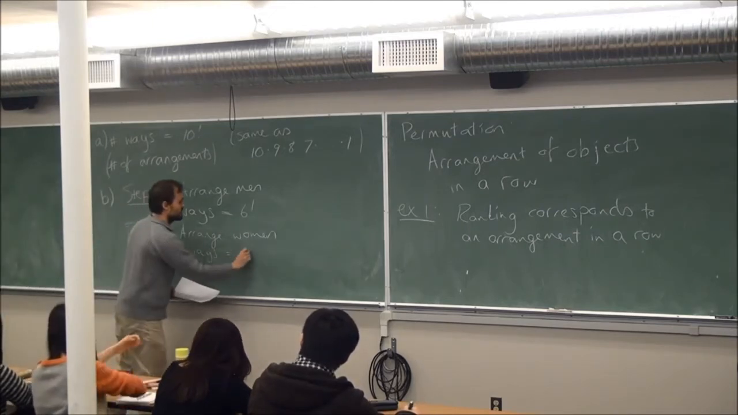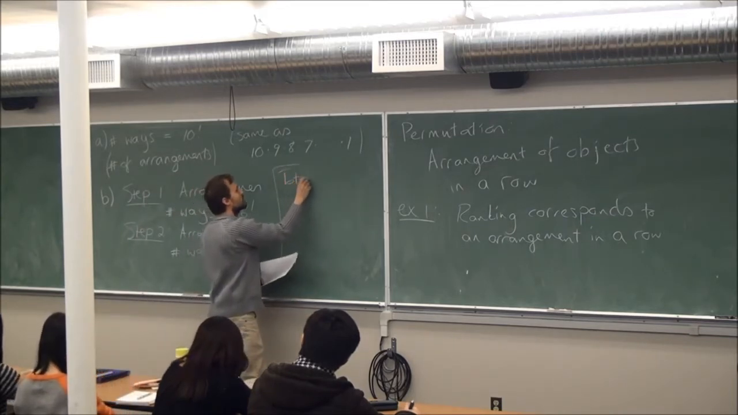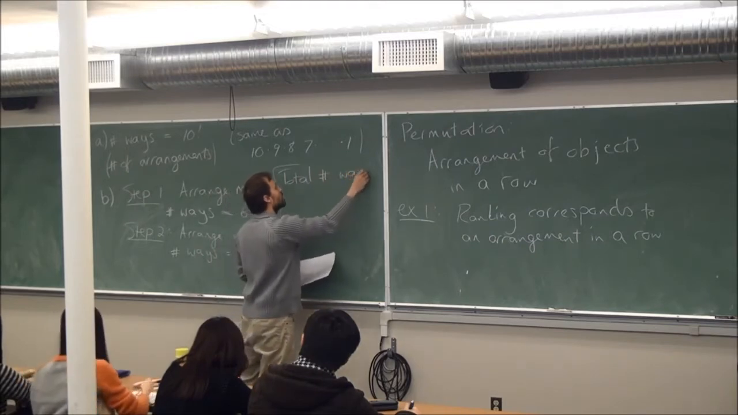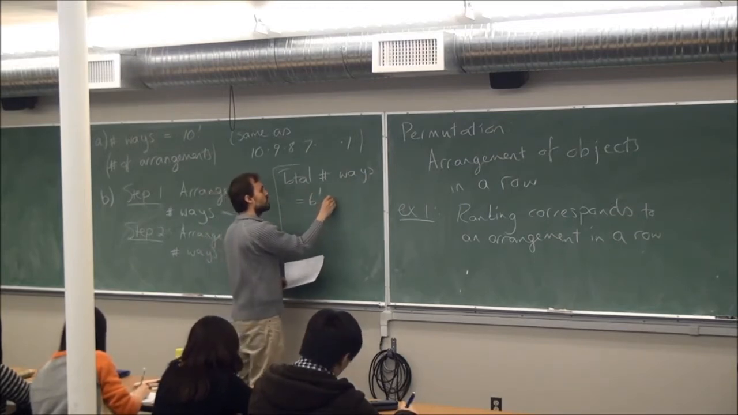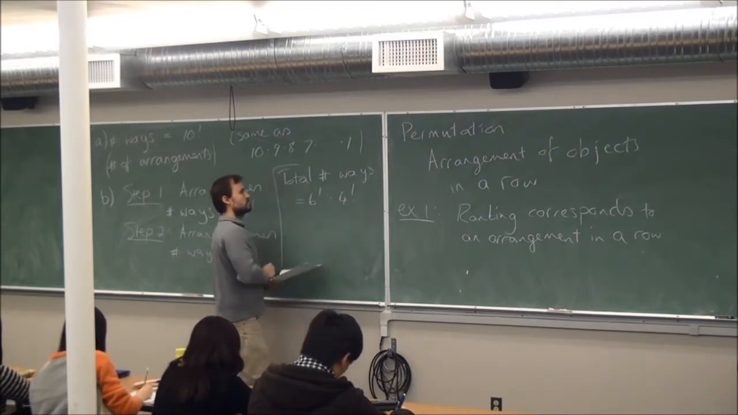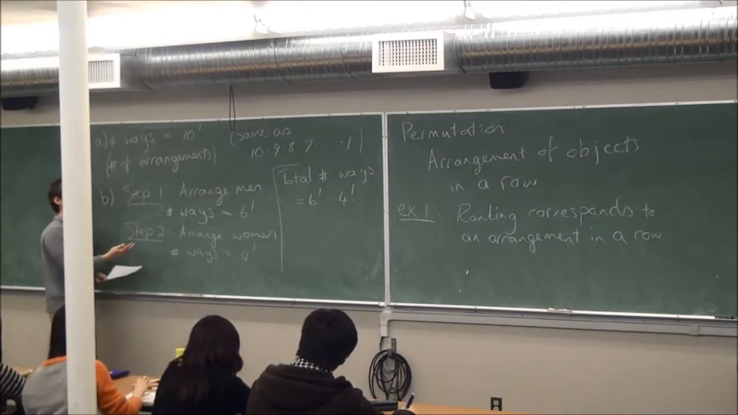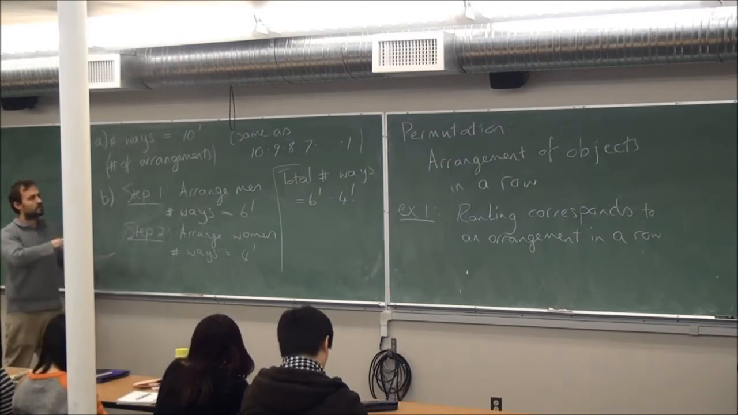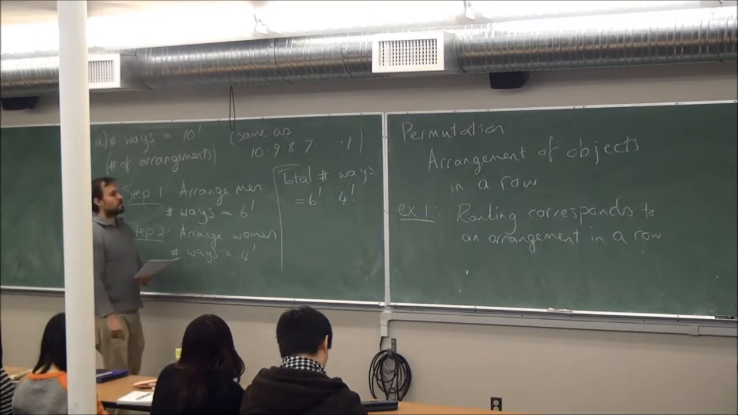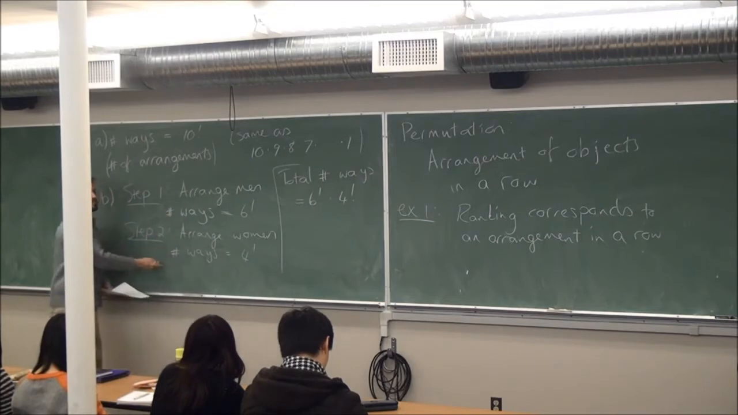Four factorial. So in total, the number of ways to arrange these people is step 1, followed by step 2. That's the basic principle of counting: if I break my experiment up into smaller steps, step 1, followed by step 2, followed by however many I need to finish my experiment, then the total number of ways to complete my experiment is the product of the number of ways for each step.